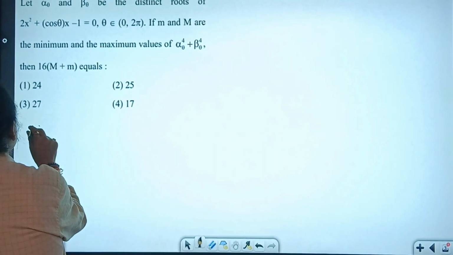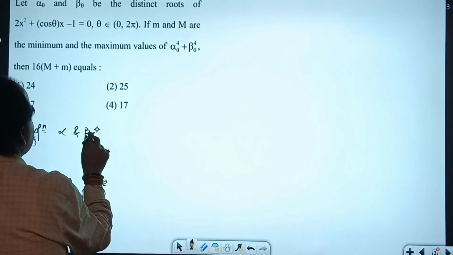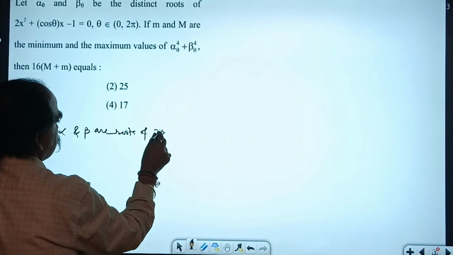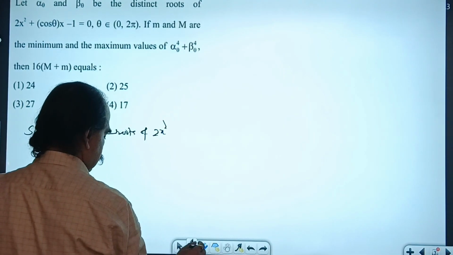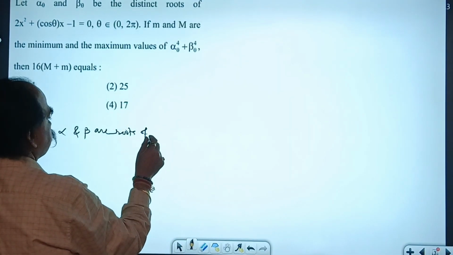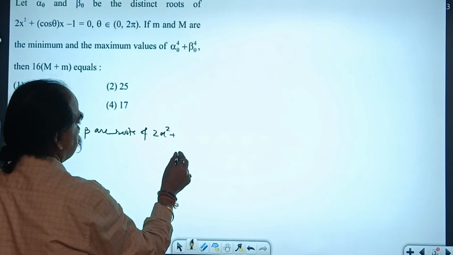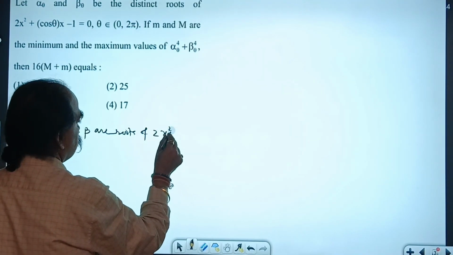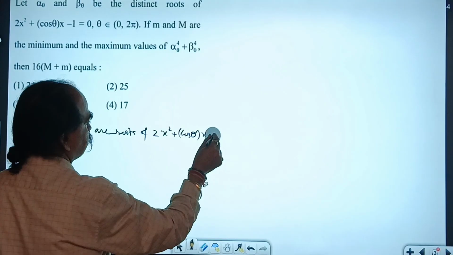Since alpha and beta are the roots of 2x square plus cos theta x minus 1 is equal to 0.